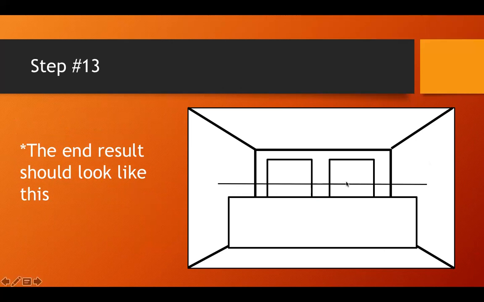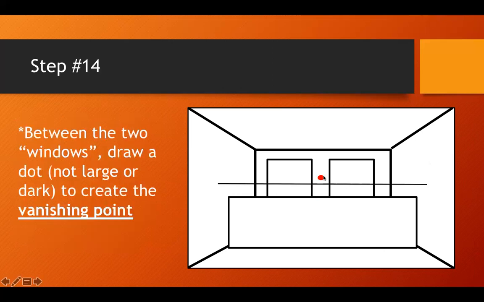Okay, here's where it gets tricky. So now we're going to add our vanishing point. Now, I made this red and really large so you can see where it's at, but your vanishing point should just be a dot between your 2 windows. You are going to eventually erase it, so don't make it big and dark like I did. I just did that for the purpose of this video so that you can see where it should be. Okay, so you're going to draw a dot right between your 2 windows.